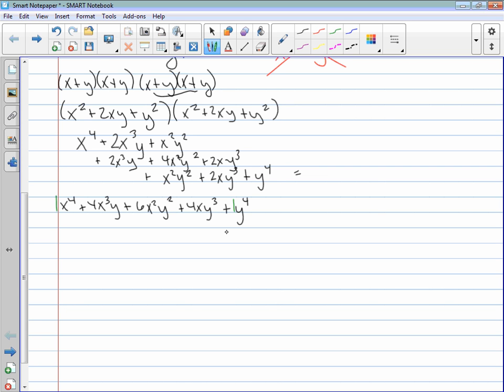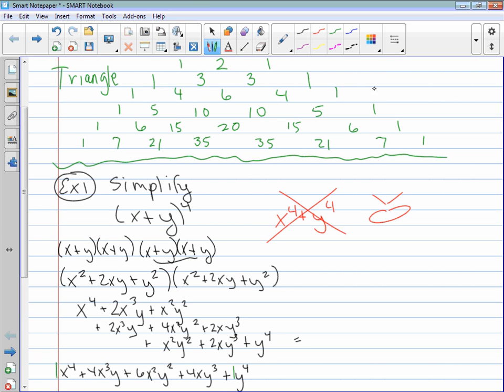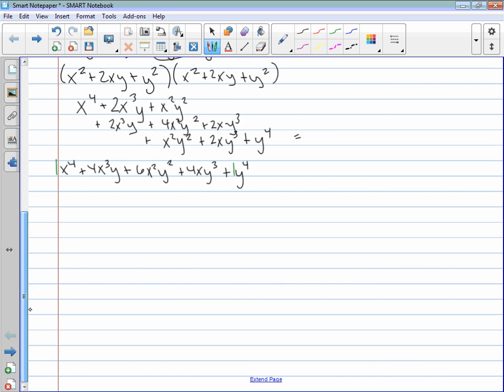Now, there are several different patterns going on here. Number one, if you just look at the coefficients, 1, 4, 6, 4, 1. We've seen that pattern before. That's just the coefficients. Now, there's obviously more than just that in the problem. If you look at the variables for x, it goes from x to the fourth down to x to the third, x squared, x, no x. The y's go from no y's, 1y, 2y, 3y, 4y's.